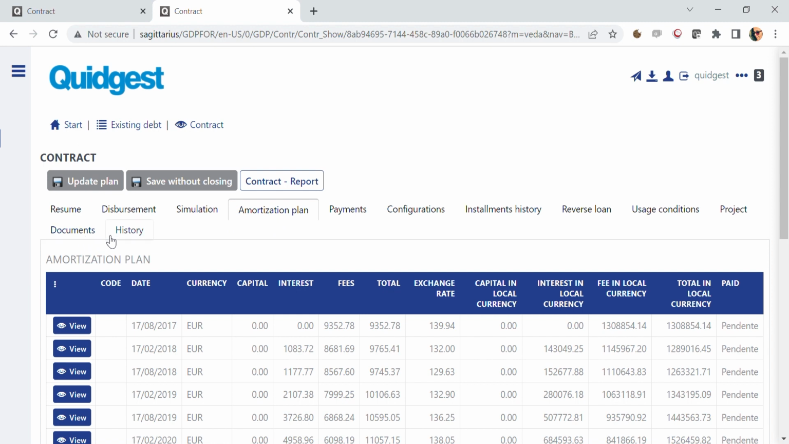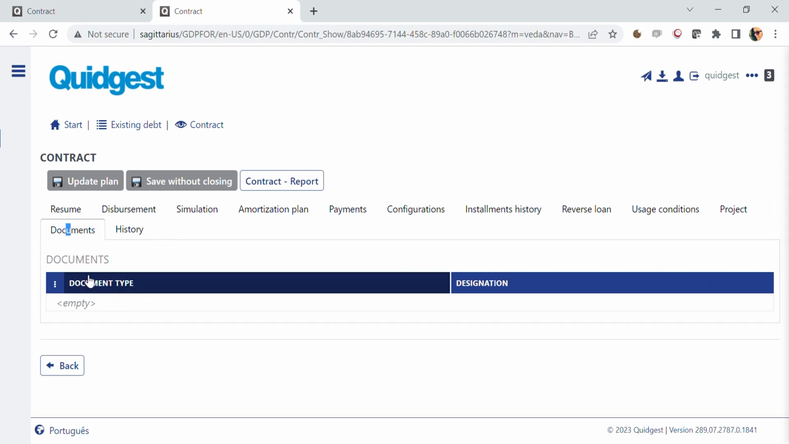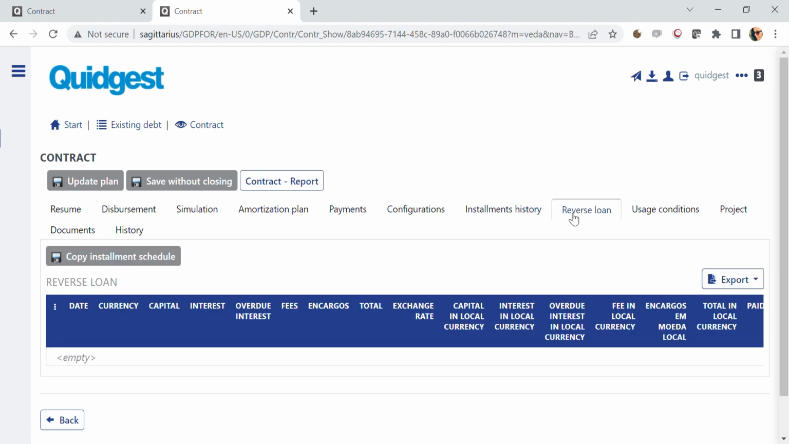created. We can see all the history of the changes of the amortization plan and the contract itself. We can also insert here documents in any format that we consider important to keep on the record for a contract. And an extra feature, we can repass the loan to another company. Imagine the government is taking a loan in order to finance some projects. So here it can be information about repassing the loan, usage conditions of this loan, and the project itself.